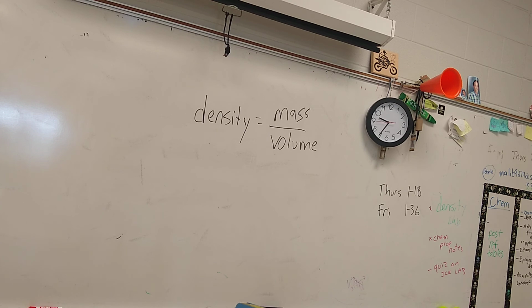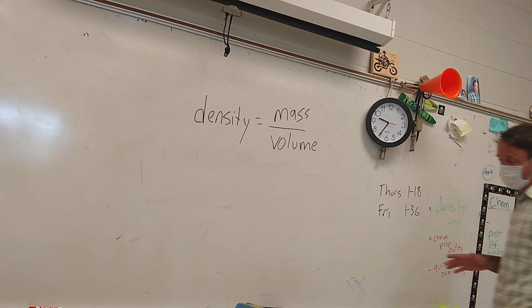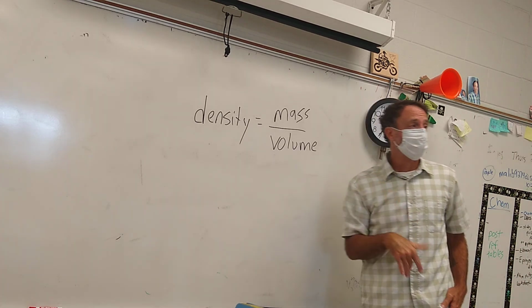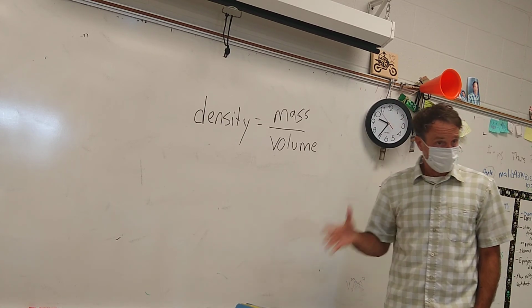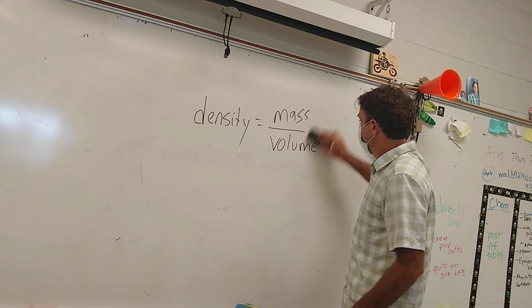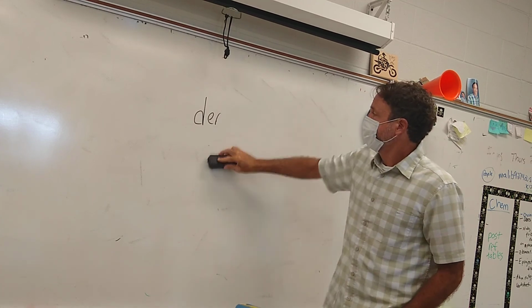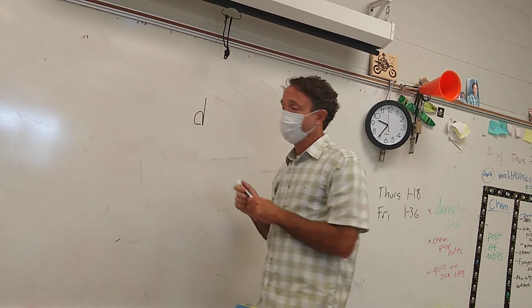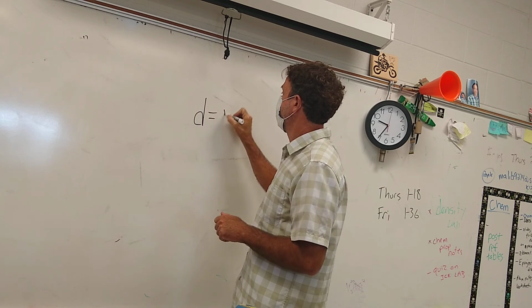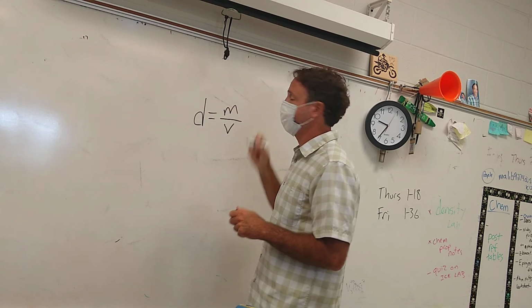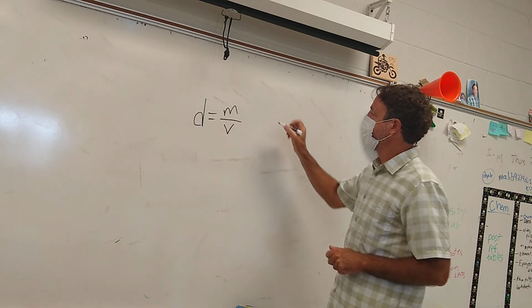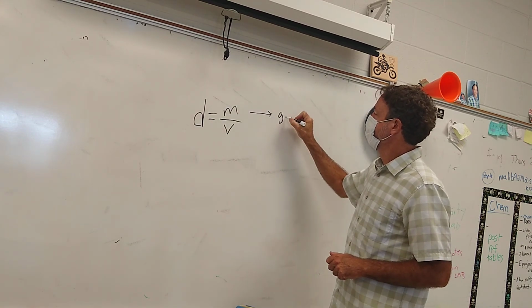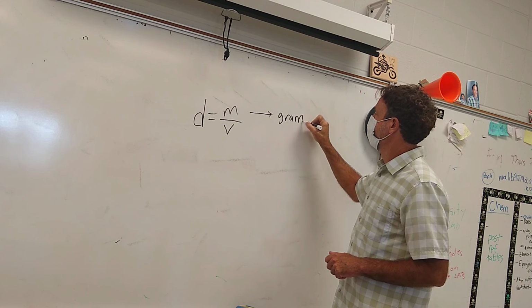So we're going to do a really simple lab, and I'm going to give you some objects, okay, to calculate their density. If we're just going to write it as a math formula, we'll just write D is equal to M over V. All right? So what's mass measured in? Grams. And what's volume measured in?